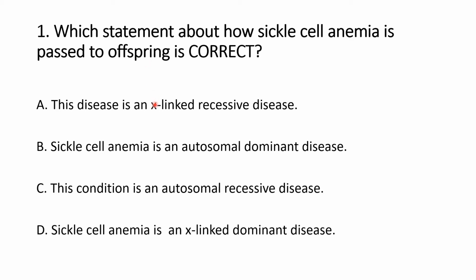For inheritance pattern is given here. From this you have to choose only one and eliminate 3. A. This disease is an X-linked recessive disease. B. An autosomal dominant disease. C. Autosomal recessive disease. D. X-linked dominant disease. So the options are X-linked recessive and X-linked dominant, autosomal dominant, autosomal recessive.